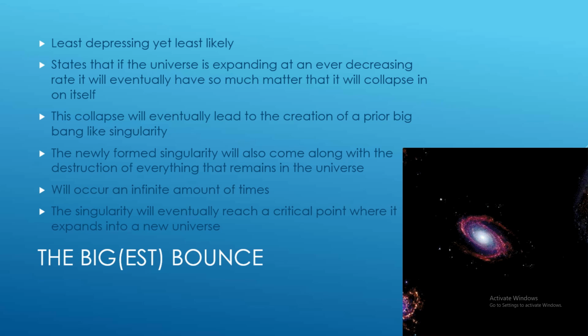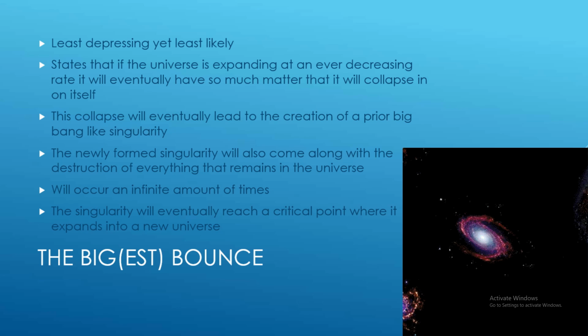So this theory states if the rate of expansion of the universe is decreasing, eventually the universe will slow down to the point that there's so much matter in it that it actually collapses in on itself. And this collapse of the universe will actually lead to the creation of a prior Big Bang-like singularity. So basically Big Bang, but before the bang, which wasn't even an explosion, it was just rapid expansion. So this newly formed singularity will also come along with the destruction of everything that remains in the universe.